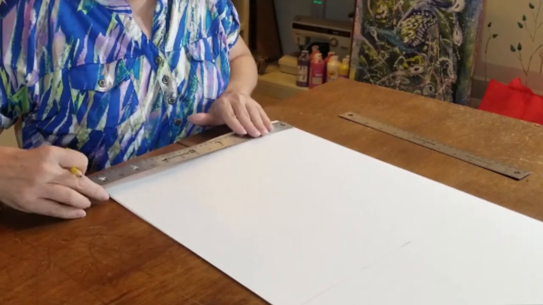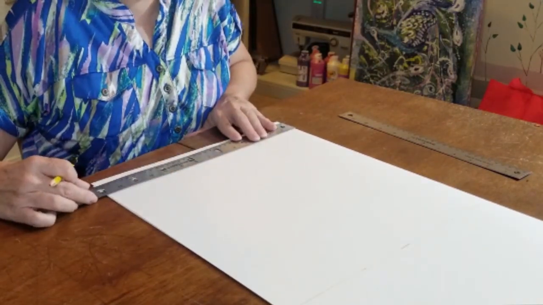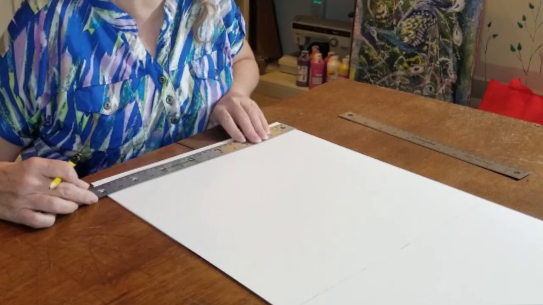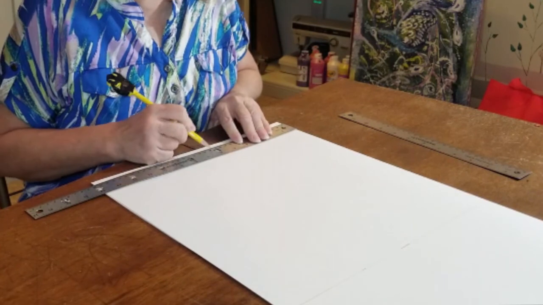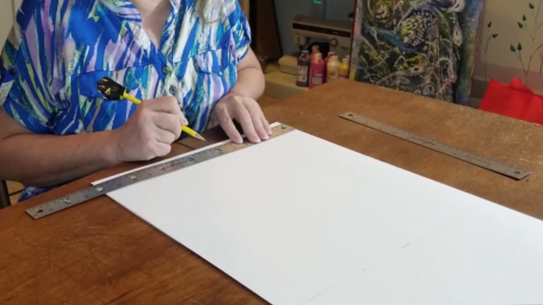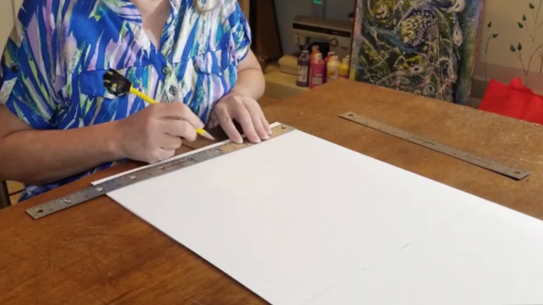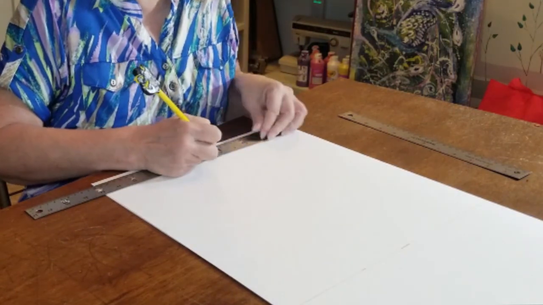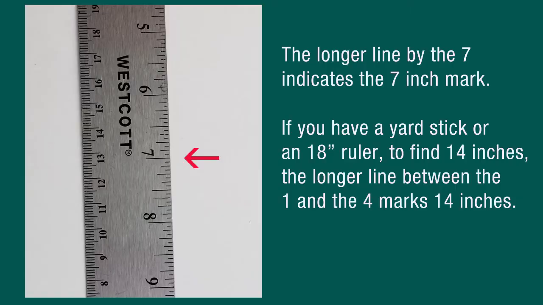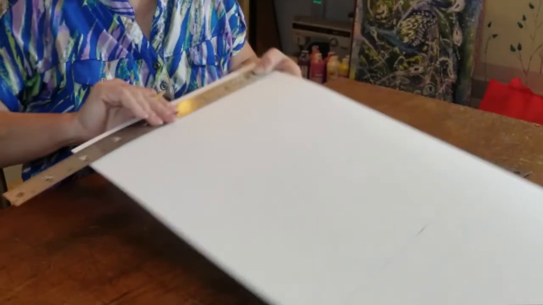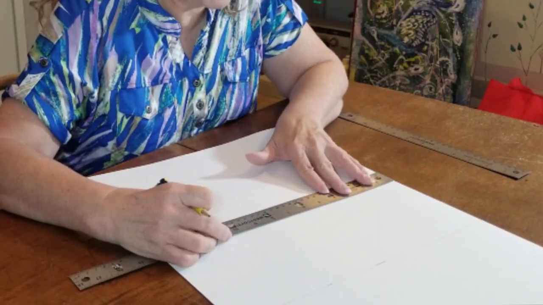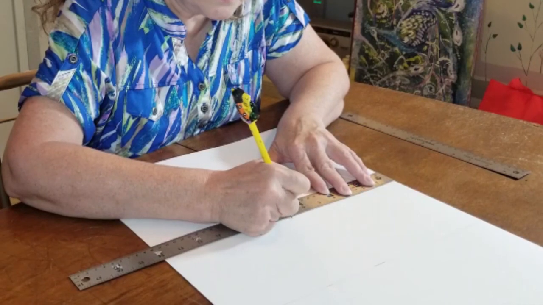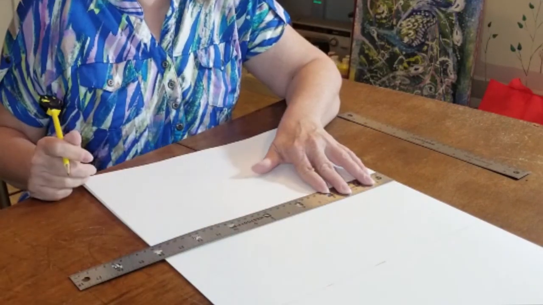I am going to come through now and measure half of that. Well, what's half of 14? 7. Yep. So in this case, the line that I want to use to measure is the longer line right next to the 7. And like so. Awesome.